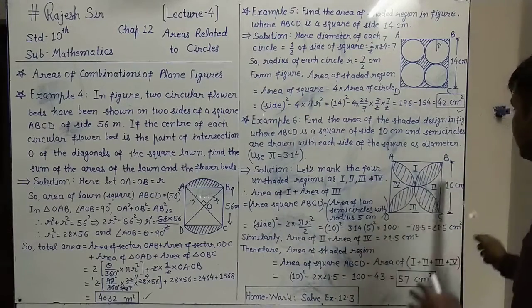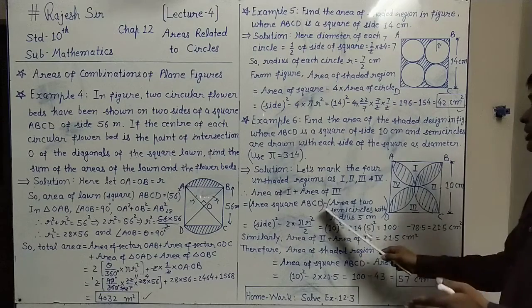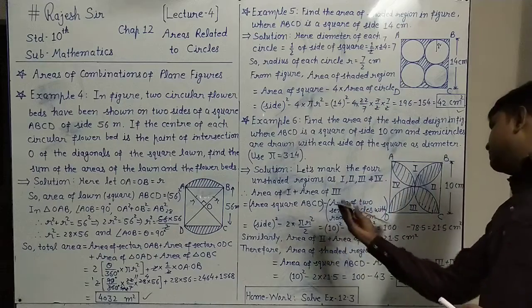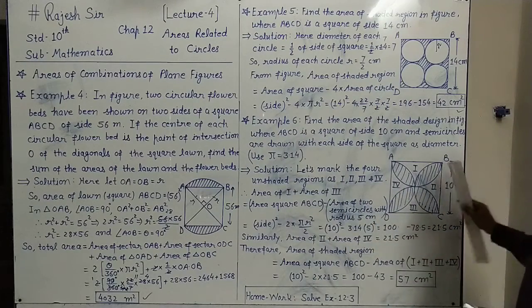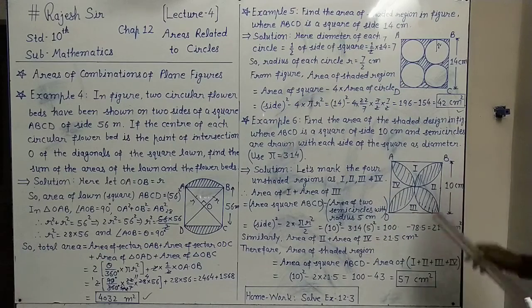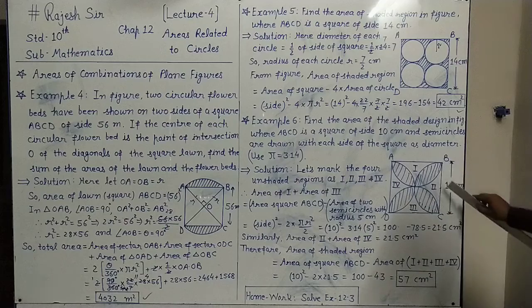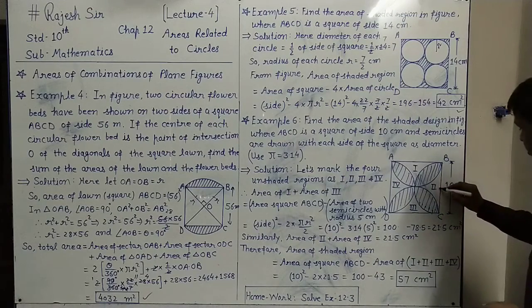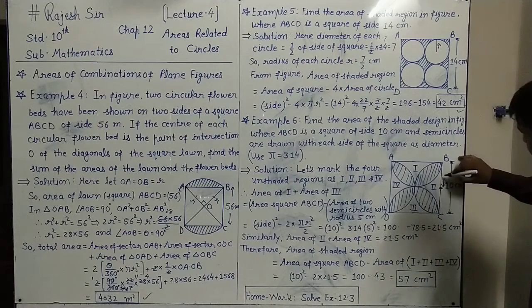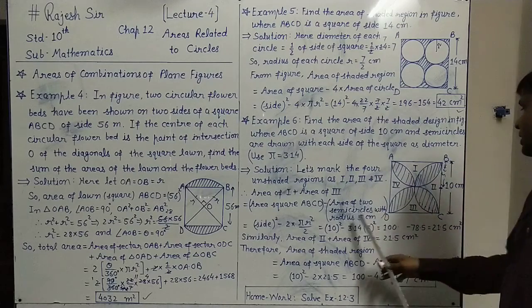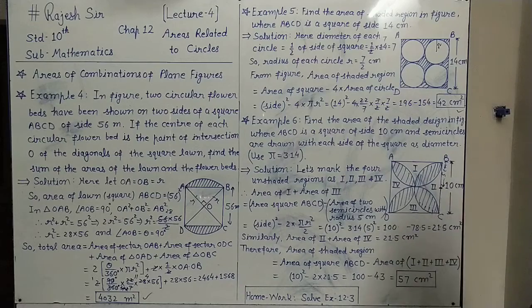Area of the square ABCD, the full square's area, from that we subtract 2 semicircles' area, this and the opposite one, with diameter BC and diameter AD. And these semicircles have radius, we can understand, BC is the diameter so the radius will be half of it, that is 5 centimeter. So on both sides this way, the area of 2 semicircles with radius 5.